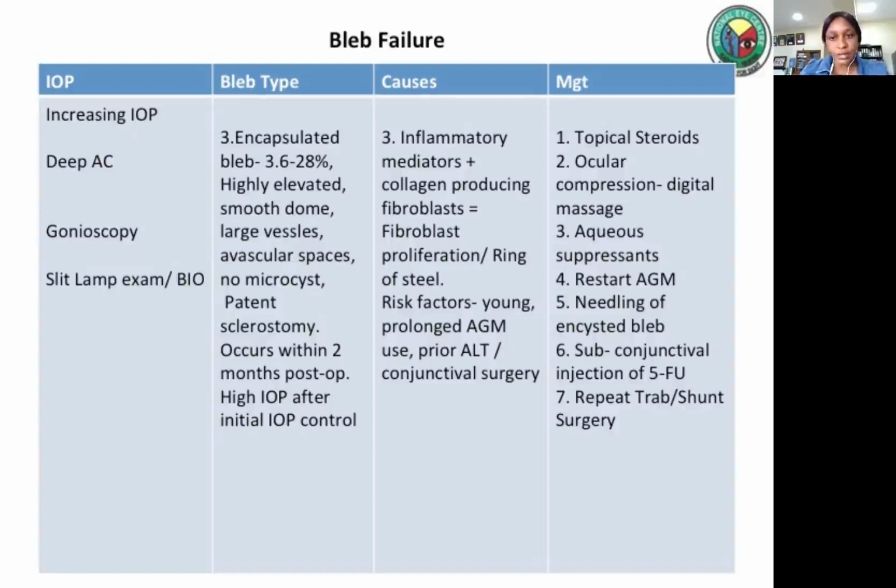And for these patients, initially, of course, you do the conservative management: steroids, compression, and if you have a releasable suture, you release it and all that. But eventually, you will have to do a needling of the bleb. And some people also give subconjunctival injections of 5-fluorouracil, which helps to combat the failure.